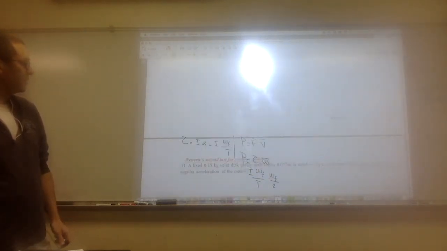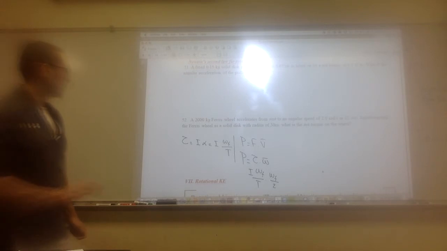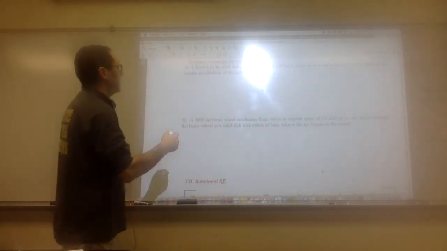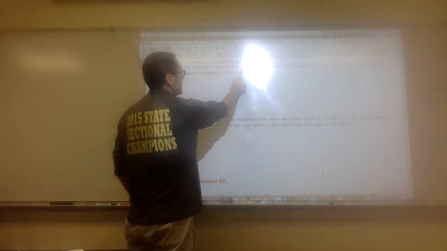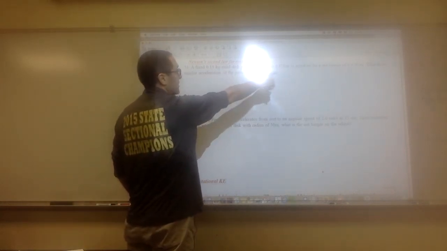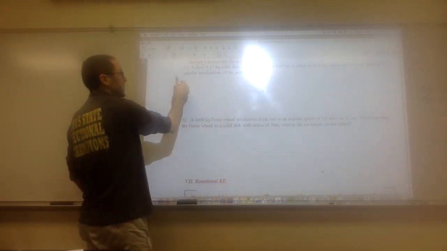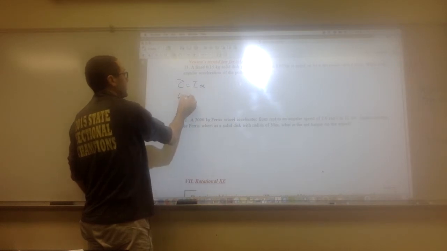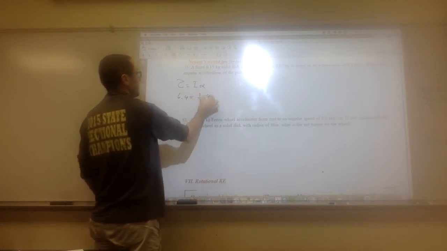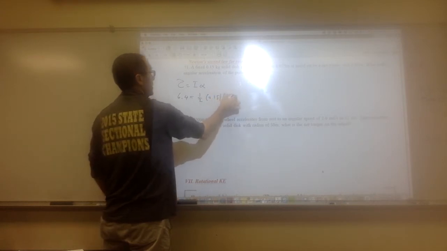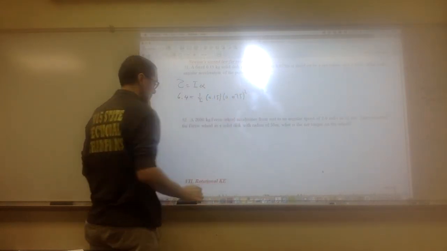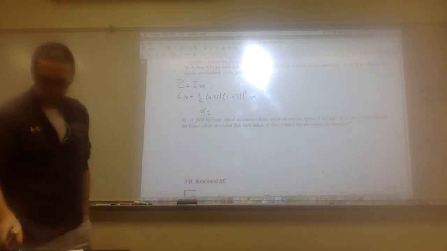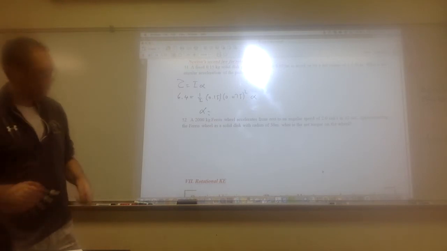Number 50, I did in the first video, so I'm going to go right to 51. So now here you have a solid disk, okay, with that radius, and you have a torque of that much, right? What's the angular acceleration? So this should be easy. Okay, so the torque is 6.4. Since this is a disk, it's 1/2 m r square, okay, times alpha. And alpha is equal, I don't have it here, but you can look at your answer key.